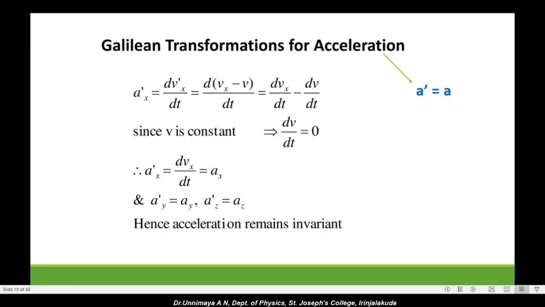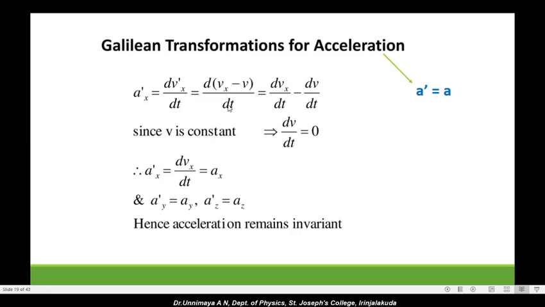Okay. Now we move on to the Galilean transformation relations for acceleration. We know that acceleration is invariant under Galilean transformation, and we found that the acceleration of the particle in the S prime frame is equal to the acceleration of the particle in the S frame, that is A prime is equal to A. In terms of coordinates, we can write Ax prime is equal to d by dt of Vx prime. What is Vx prime? Vx prime is Vx minus V.